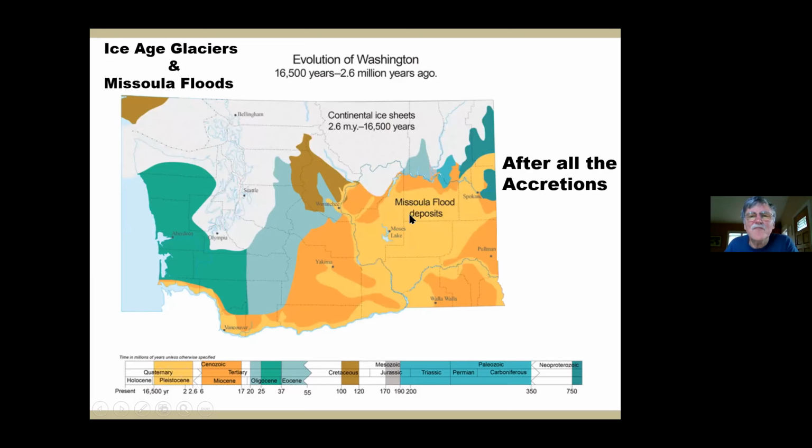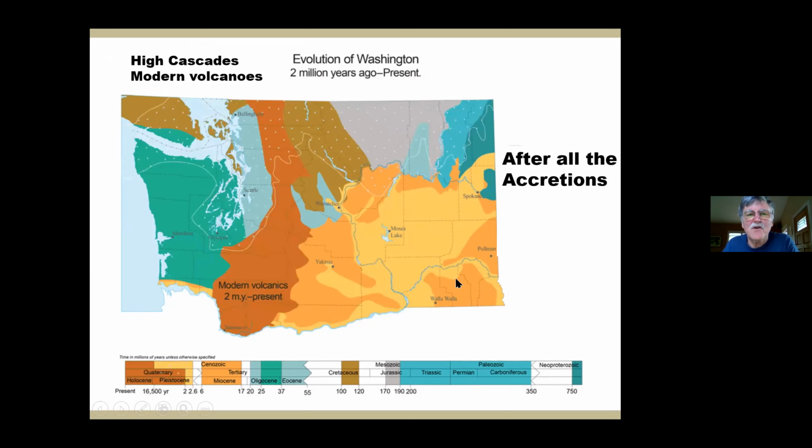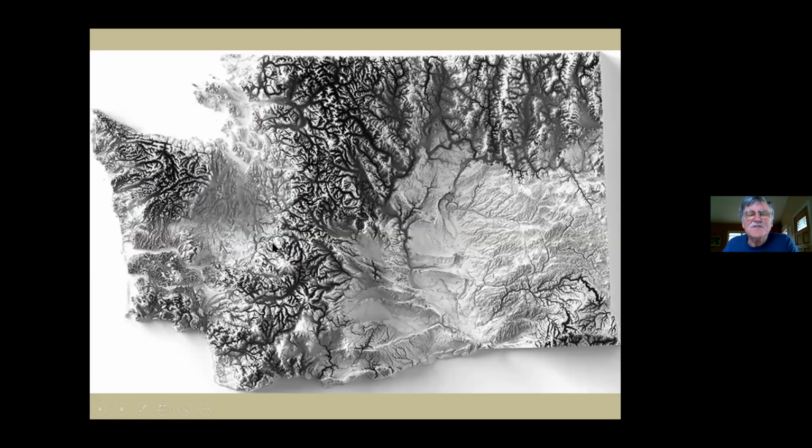And then we had, after that, and pretty recent, from 16,000 years ago to 2.6 million years ago, we had a lot of ice ages. And we had the ice age floods, which came through and changed this whole landscape, which we'll talk about in a minute. I'm just summarizing it for now. And then we had the Cascades form.